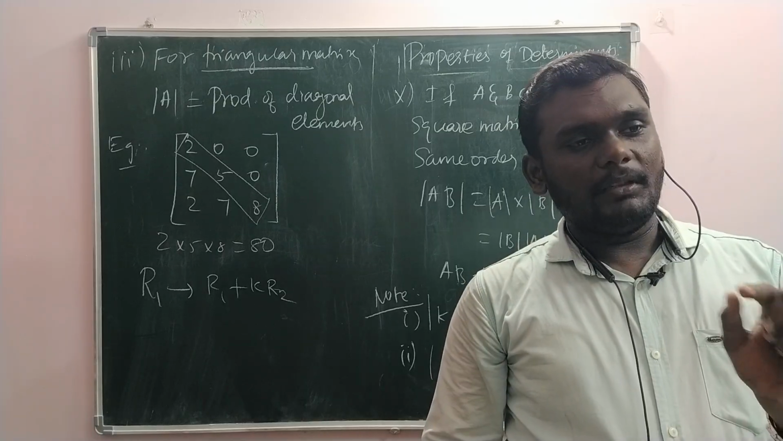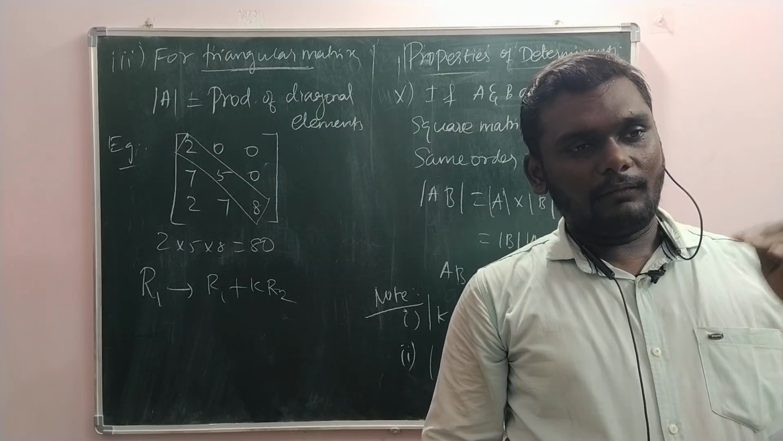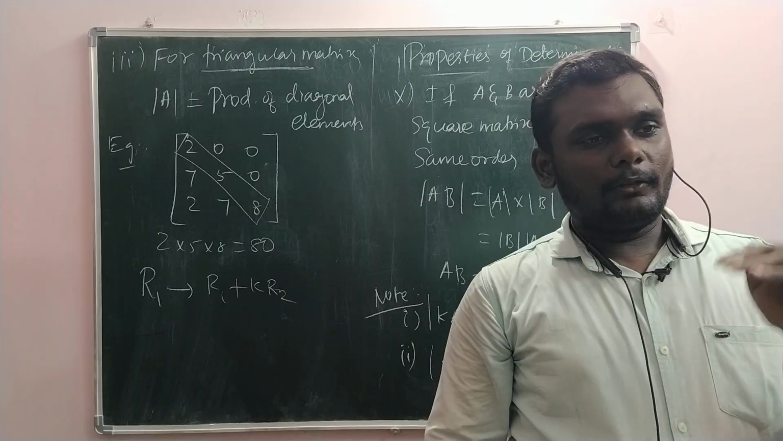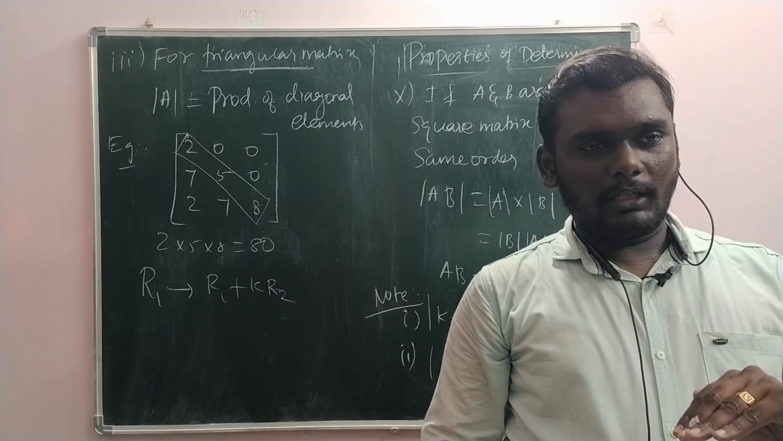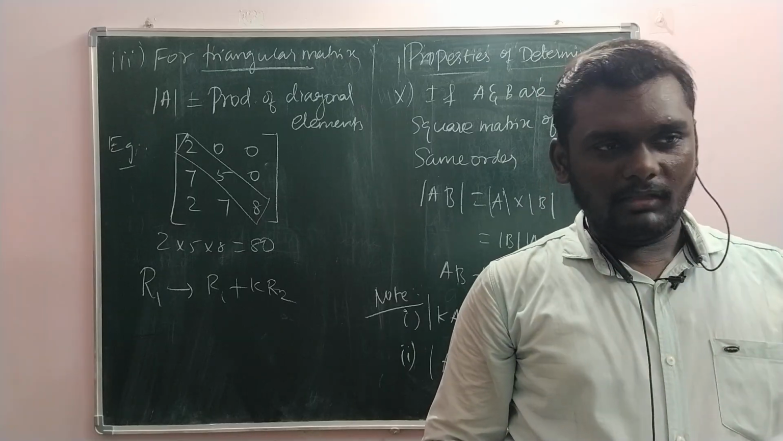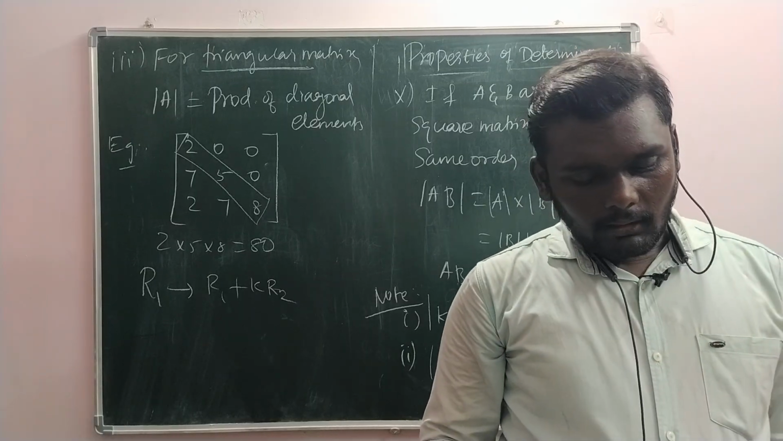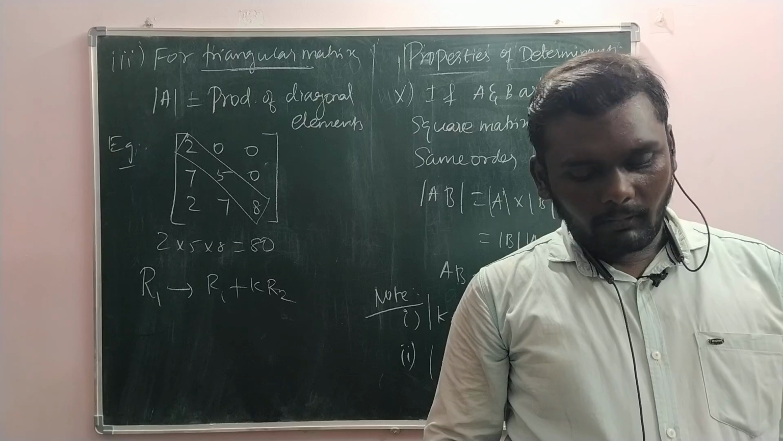If any row or column is k times the other row, like the first row is 2, 4, 6 and the next row is 4, 8, 12, then it is the first row multiplied by 2 that came as the next row, right? So the determinant value becomes 0. Okay, that is it. And then the fifth property is that one.